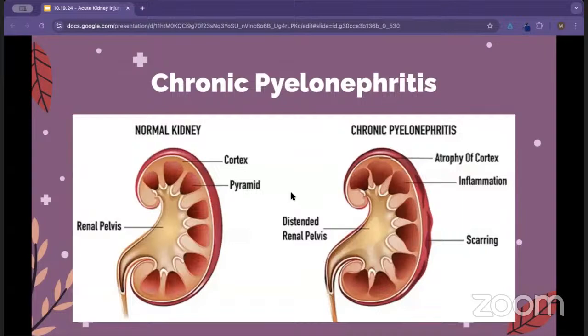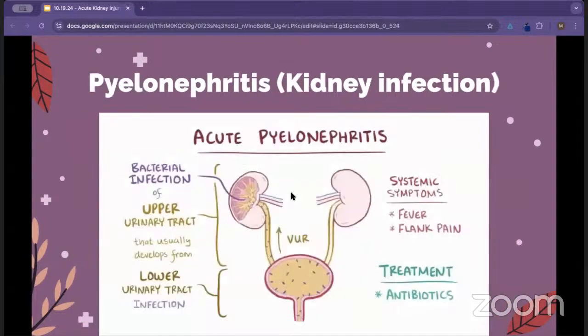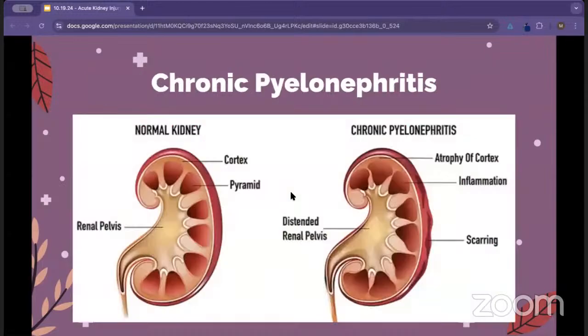Now let's talk about chronic pyelonephritis. So remember, before we talked about acute pyelonephritis, but if it's left untreated, it can lead to something called chronic pyelonephritis. And this condition is basically referring to interstitial fibrosis or atrophy of the renal tubules.